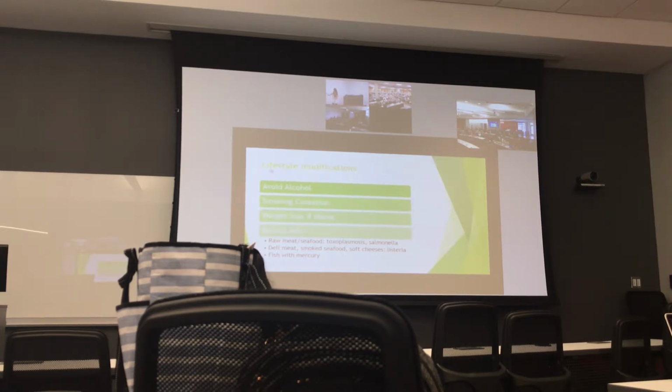And then very last, the do not eat list. I'm sure we've heard that you avoid raw meat and sushi during pregnancy, mostly linked to toxoplasmosis or salmonella infections and the risk of acquiring those. Then deli meat, smoked seafood, and soft cheeses are linked to listeria infections, and that can potentiate miscarriages. Then lastly, fish with mercury. You have a risk for mercury accumulation, and that can contribute to greater birth defects as well.